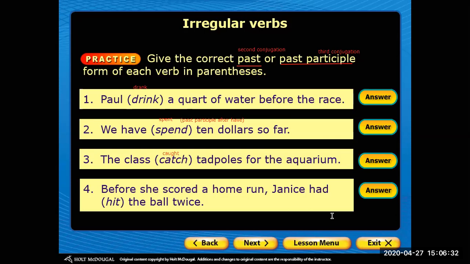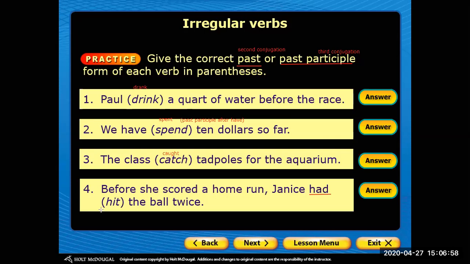Sorry guys, I apologize. Yes, Muhammad Rafa. Number 4. Before she scored the home run, Janice had hit the ball twice. Excellent. So Janet actually had hit. No changes at all. Very good, the same form because hit.